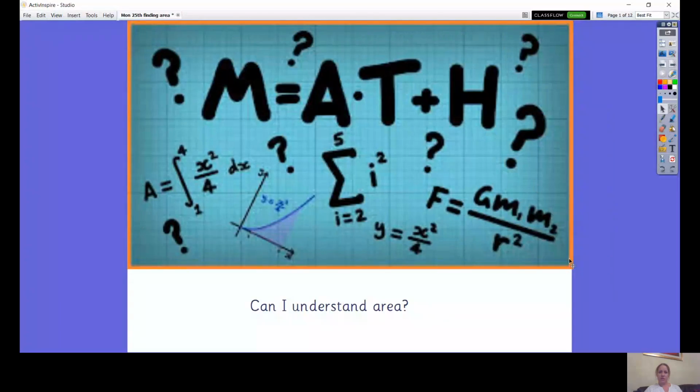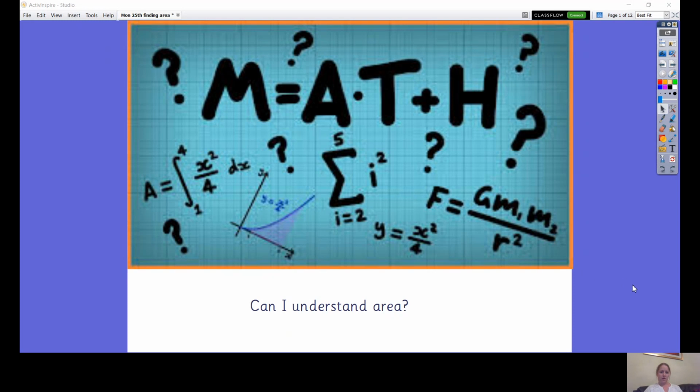Good morning, Year 4, and welcome to your maths lesson for Monday, the 25th of January. The good news is we're moving on this week to a new topic. I'm just going to share my screen now. And this week we're going to be learning all about area.